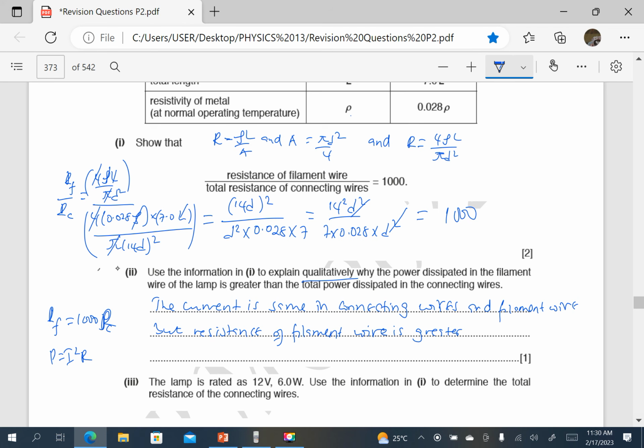But the filament wire, to explain quantitatively, the power dissipated in the filament is greater. So the resistance of the filament wire is greater, and from power equal to I squared R, we expect greater power in the filament wire.